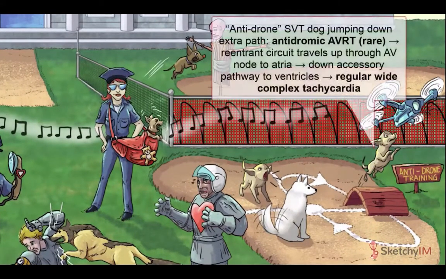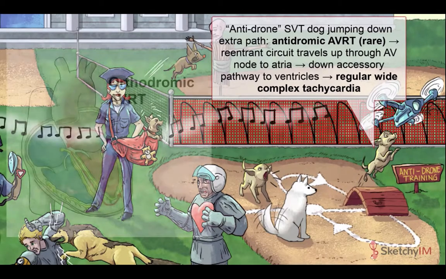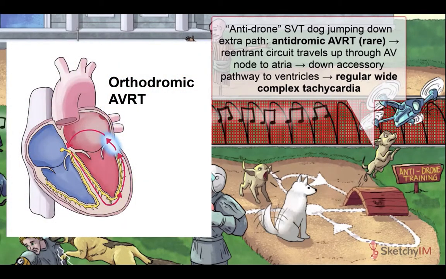And finally, for our last wide complex tachycardia with regular rhythm, and the rarest of the bunch, I'd like to introduce you to the police force's newest line of anti-drone canines. This circular path on the track should remind you of the re-entrant circuit of AVRT. And you know the drill by now.